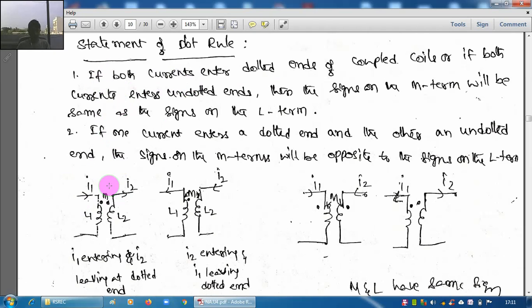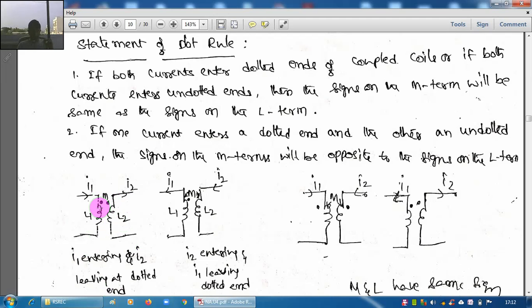Consider two coils, coil 1 and coil 2. Let the current in coil 1 be I1, and the current in coil 2 be I2. Now in coil 1 there will be two EMFs. One is the self-induced EMF due to L1 and the other is the mutual induced EMF due to M. Here we have taken M12 equal to M21, equal to M. So commonly we take mutual inductance as M. Therefore in this coil there will be two EMFs and in this coil also there will be two EMFs.